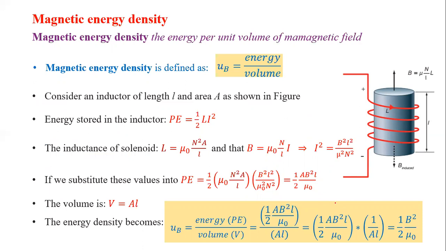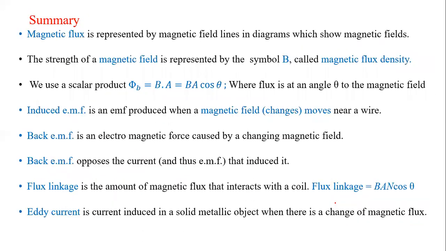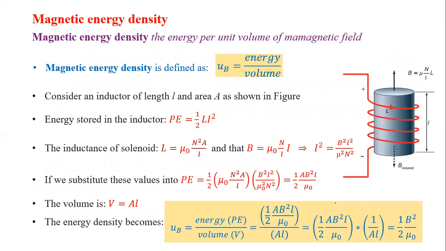Okay, as a summary, let's see the magnetic energy density. What is the magnetic energy density? That is another question. The magnetic energy density is the energy per unit magnetic field volume. In physics, when we say energy density, it is something over volume. For example, we say strain energy density, magnetic energy density. That is energy per unit volume.